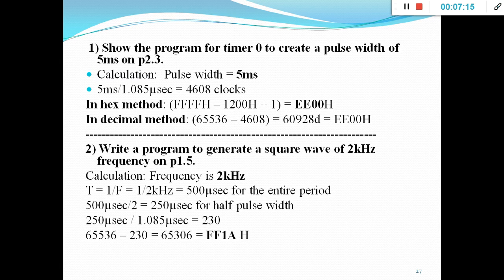It is in decimal form. Then convert it to hex. You are going to get FF1A. So this is the initial count which you are going to load in TH and TL of the timer. 1A is the lower byte that you are going to load in TL. FF is the higher byte that you are going to load in TH. So now we will see the third part.